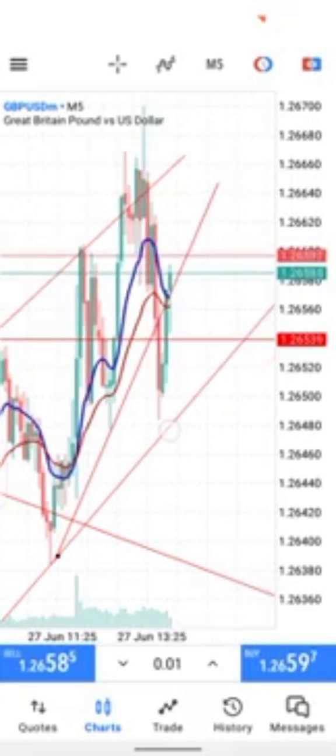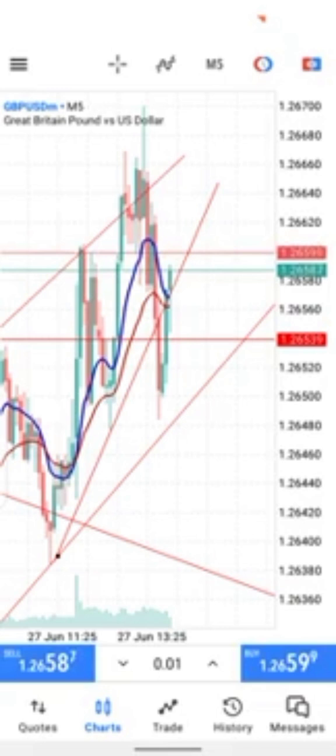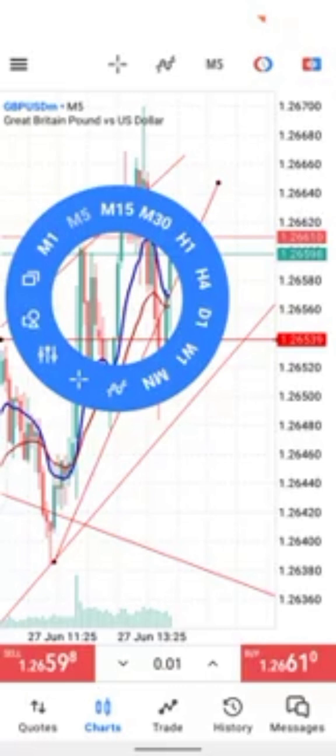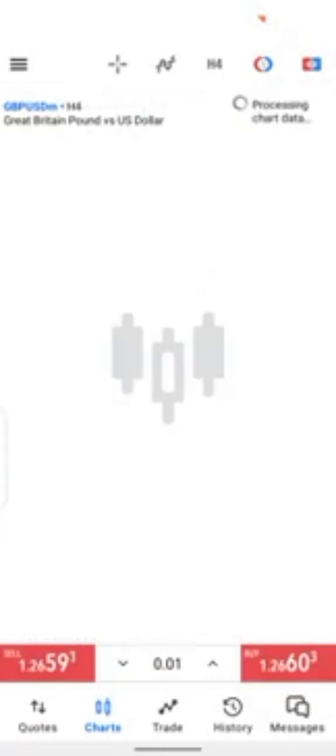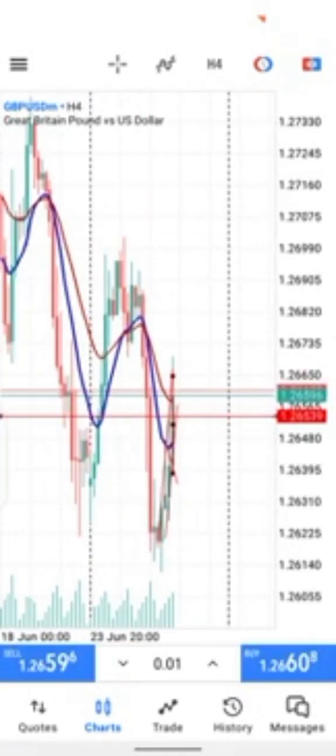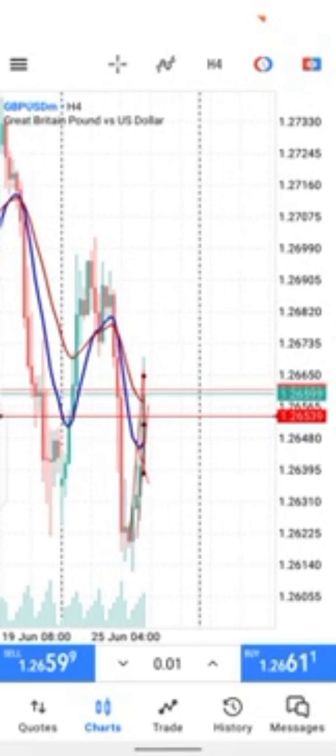So you have to check for confirmation. This is not confirmed yet. To check for confirmation, you have to put your chart on the H4. When the trend on the H4, that's the moving average, is the same as the one on the M5, then you go long or buy.